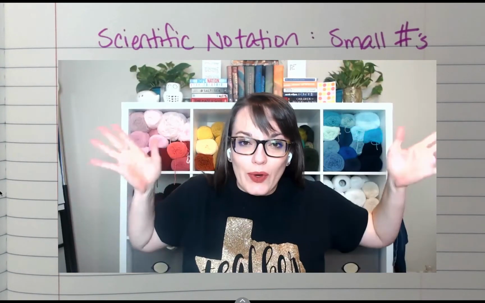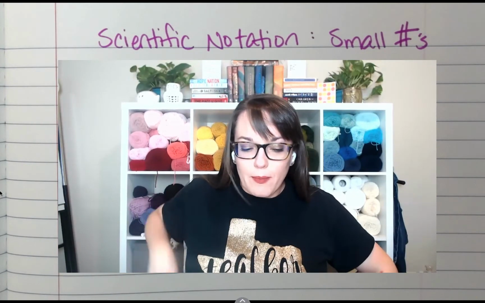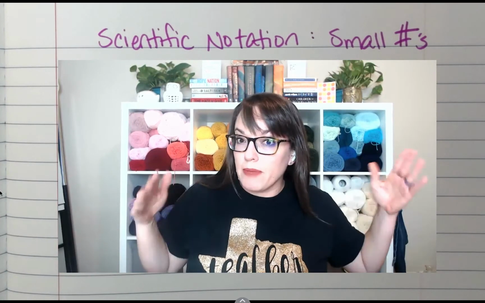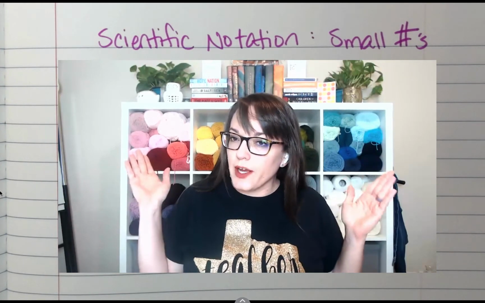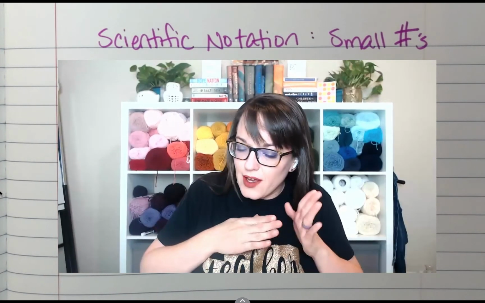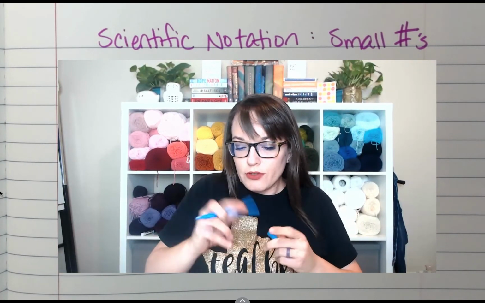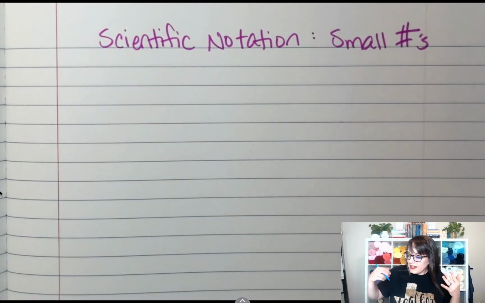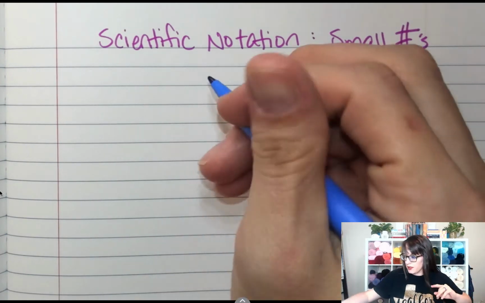Everyone, and welcome back. We are going to wrap up our scientific notation lesson by looking at very tiny numbers. In our last lesson, we talked about big numbers and how we used positive exponents. In this lesson, we're going to talk about teeny tiny numbers and how they use negative exponents. So just like the last lesson, but instead of having whole numbers, we're going to have very long decimal numbers.